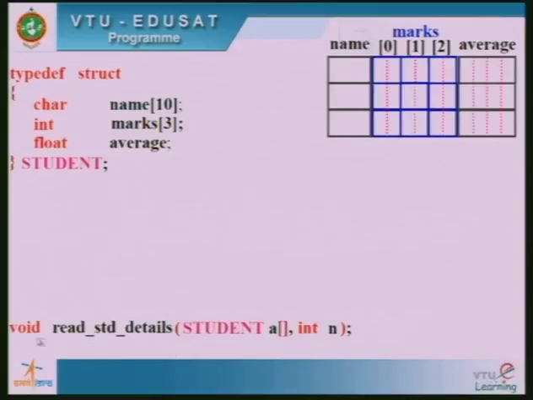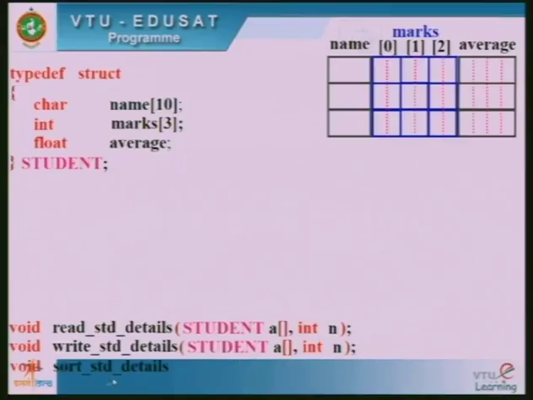Now, this is a function declaration. It is also called function prototype because it ends with what? Semicolon. On similar lines, let us write one function, write student details. Again, A is what? A is an array and n is of type integer. So, A is an array of student, n is of type integer. Let us write one more function, sort student details. So, how many parameters are there? 2 parameters are there.